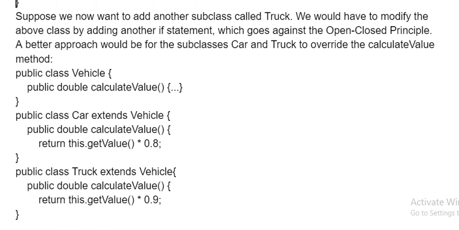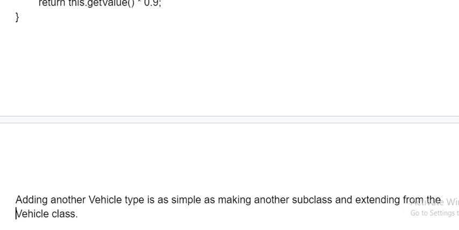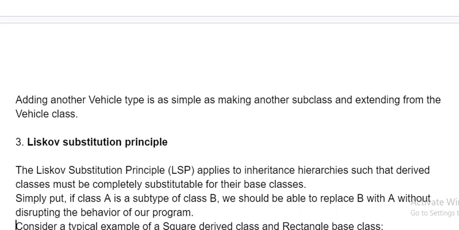A better approach would be that we make a Vehicle class and then we make 2 classes, a Car class and a Truck class, and extend that Vehicle class and provide implementation of the calculate value method. So this calculate value method can be overridden, and these Car and Truck classes can extend the Vehicle class and provide their own implementations for that particular method.